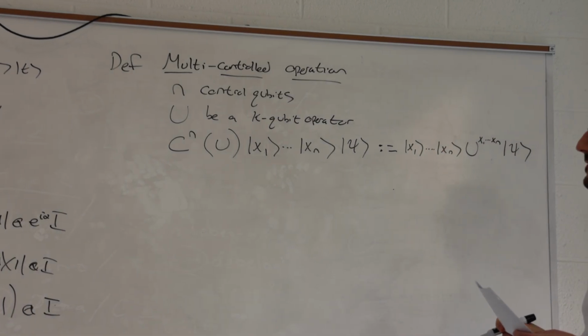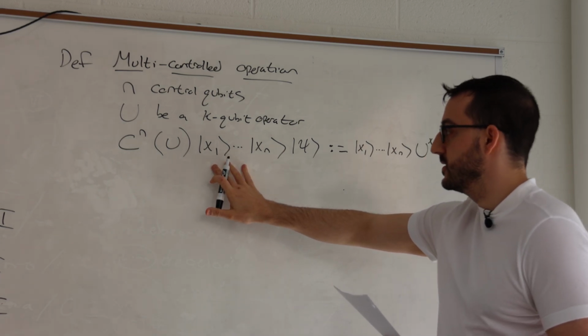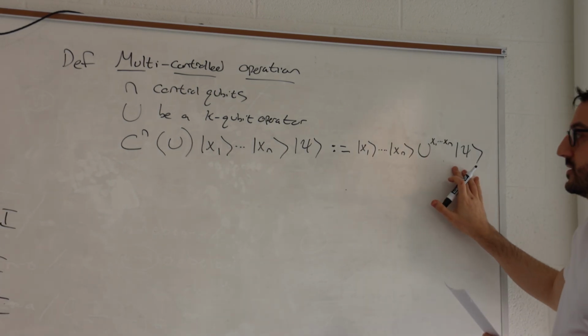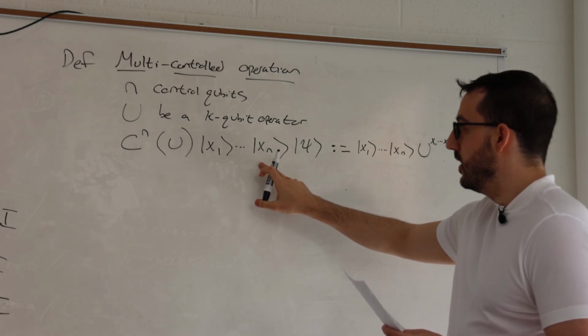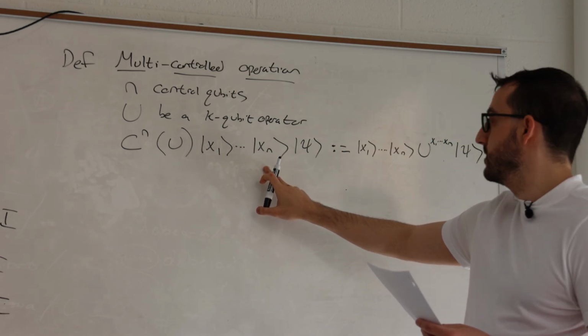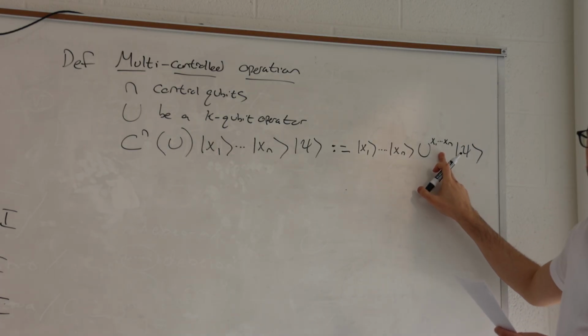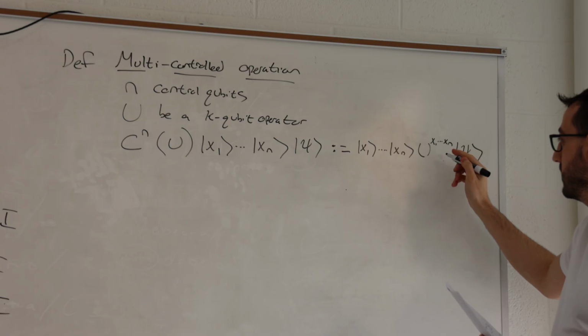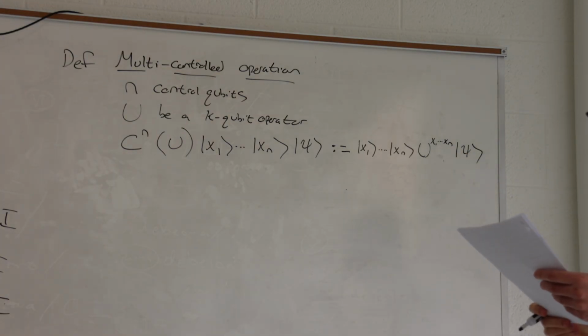Hopefully it's intuitive. It's the same reasoning. If something is true in the control register, then do something to the target register. What do we want to be true in this case? We want all of the bits to be in the 1 state. So that's equivalent to their product being 1, the product of all of them being 1. If that's true, then apply the U gates to the target register psi.